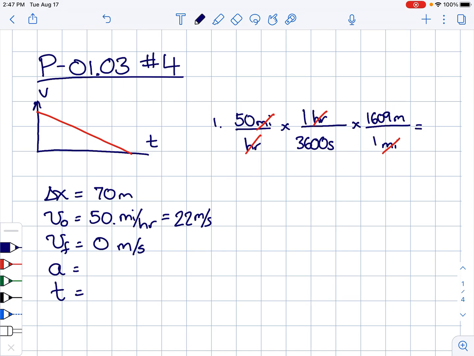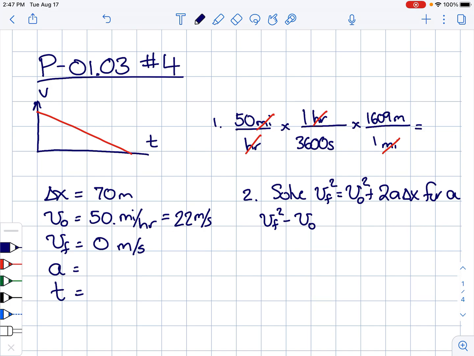All right, the second step. So here's step 2. We have to find the acceleration. We don't know the time, so probably the best plan is to use this equation: final velocity squared equals the initial velocity squared plus 2a delta x. We're going to solve that for a. To do that, I'm going to take v final squared minus v initial squared. I'm just going to take this term here and bring it to the other side by making it negative.